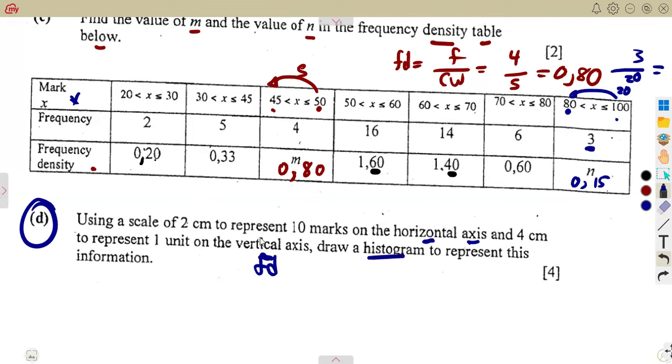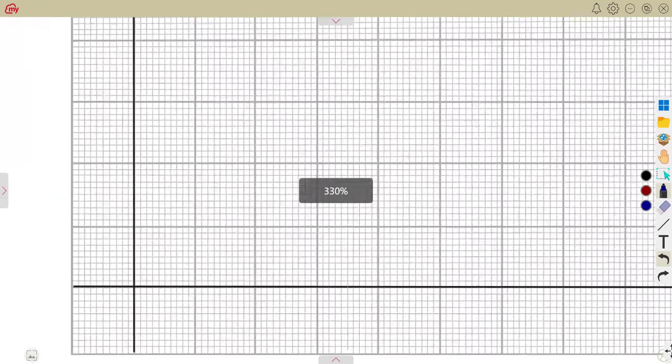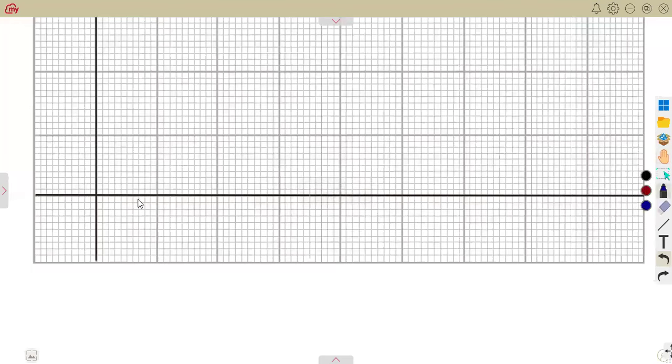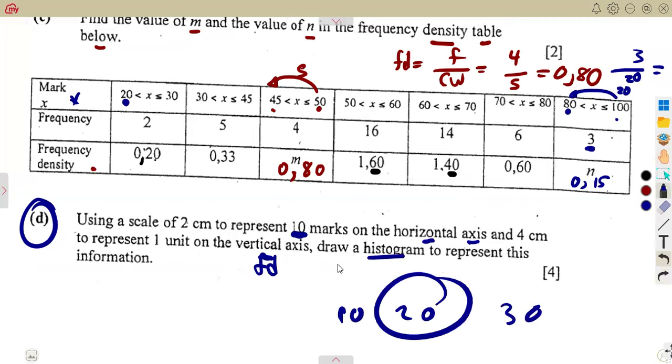Represent this. Draw a histogram. So 2 centimeters on the horizontal axis represents 10. But which one is the starting mark? According to our info, we are starting at 20. Is it a multiple of 10? Yes, 10, 20, 30. It's a multiple of 10.